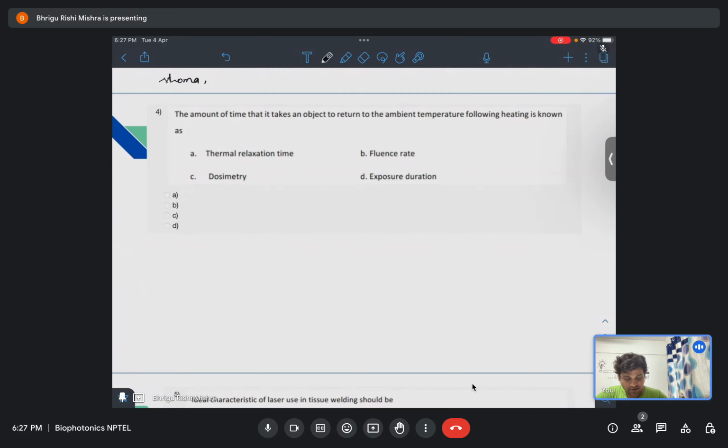So the next question: the amount of time that it takes an object to return to the ambient temperature following heating is known as thermal relaxation time. Basically, thermal relaxation time tells how quickly or how slowly an object loses its heat energy to the surrounding. It can be written as TRT in short form. TRT tells how quickly or slowly an object loses its heat energy.